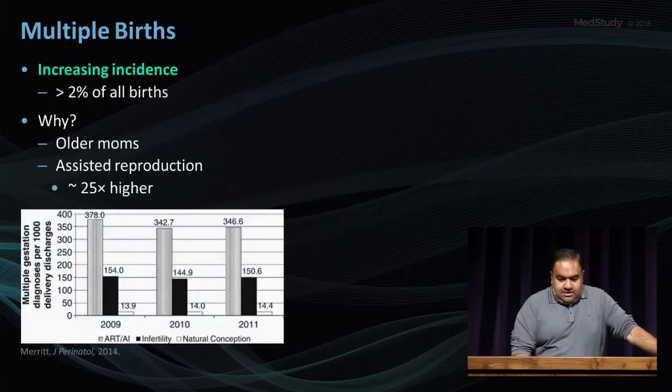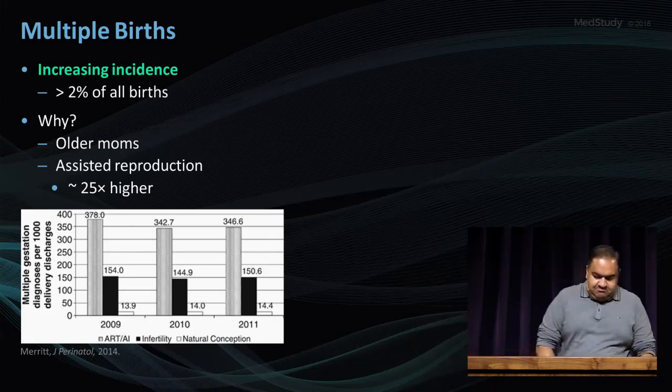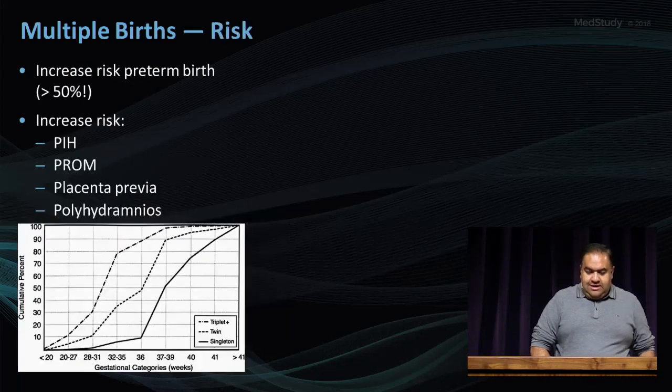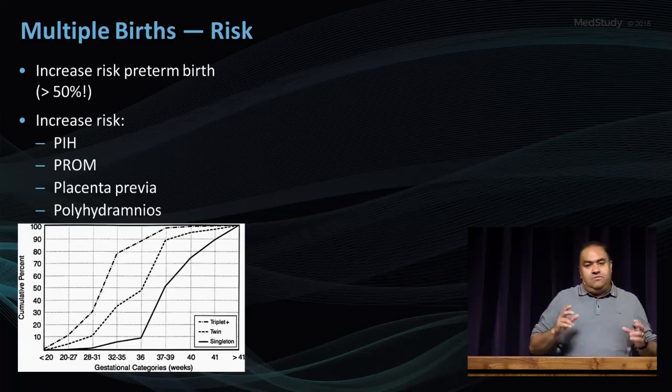Okay. All right. So, multiple births: increasing incidence. Greater than 2% of all births are multiples. Moms are older, and so require assisted reproduction, and it's about 25 times higher in these types of moms. Because there are multiples, there's an increased risk of premature birth. Term for singletons is usually 40 weeks. When you have twins, term is considered almost 36 weeks, and in triplets it's about 32, 33 weeks.